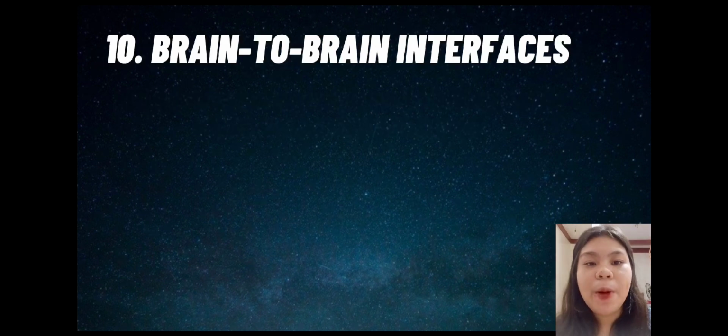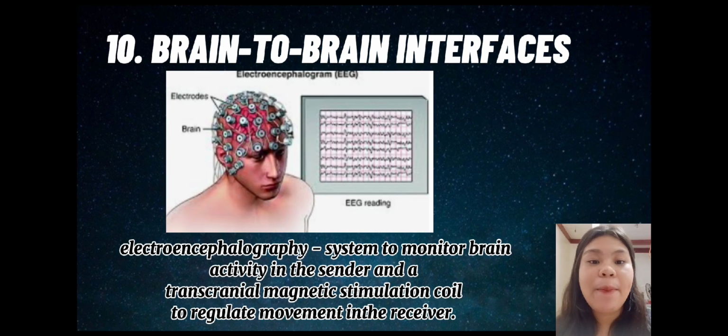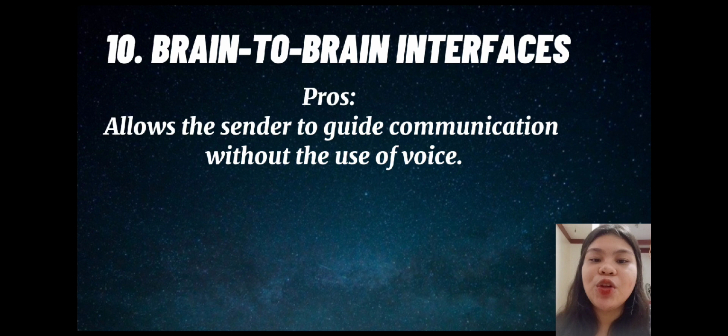Last, brain-to-brain interfaces. As early as 2014, researchers at the University of Washington began testing a brain-to-brain interface. This would be an electroencephalography or EEG system, which helps to monitor brain activity in the sender, and a transcranial magnetic stimulation coil to regulate movement in the receiver. So it allows the sender to guide communication without the use of voice.